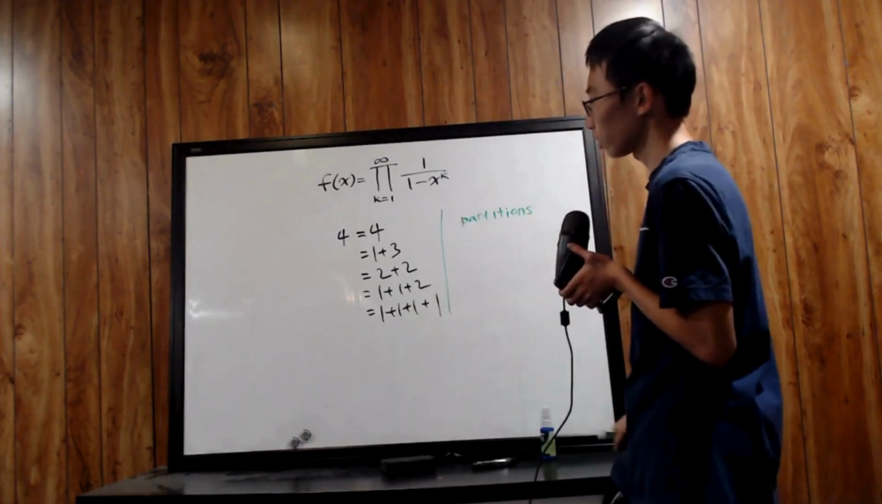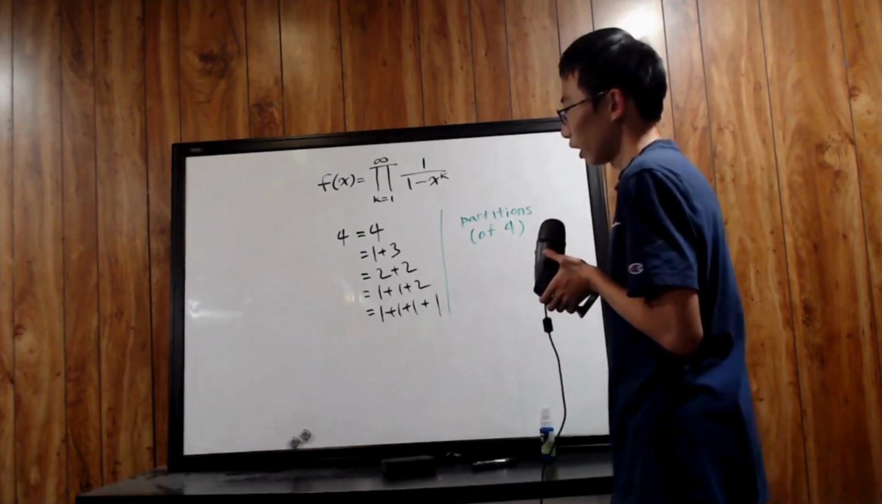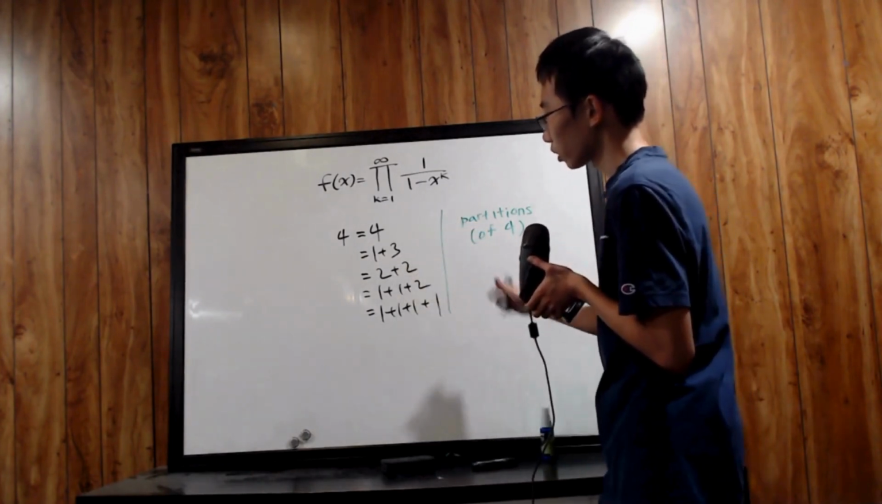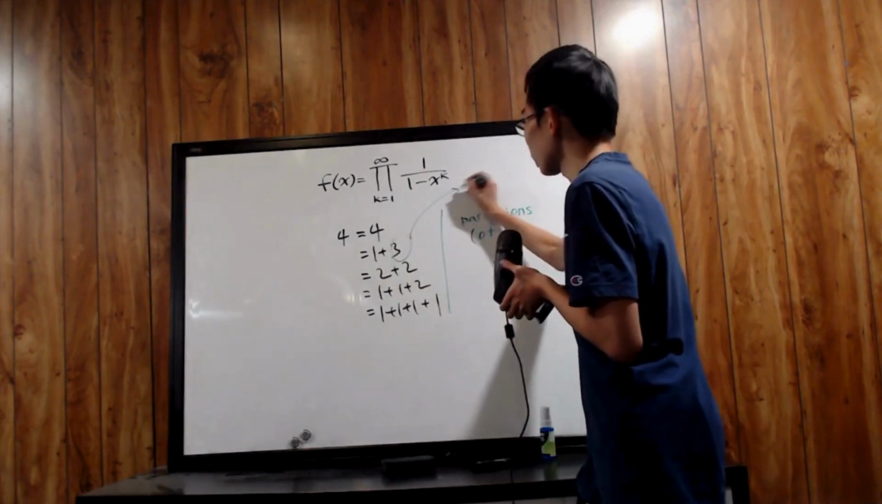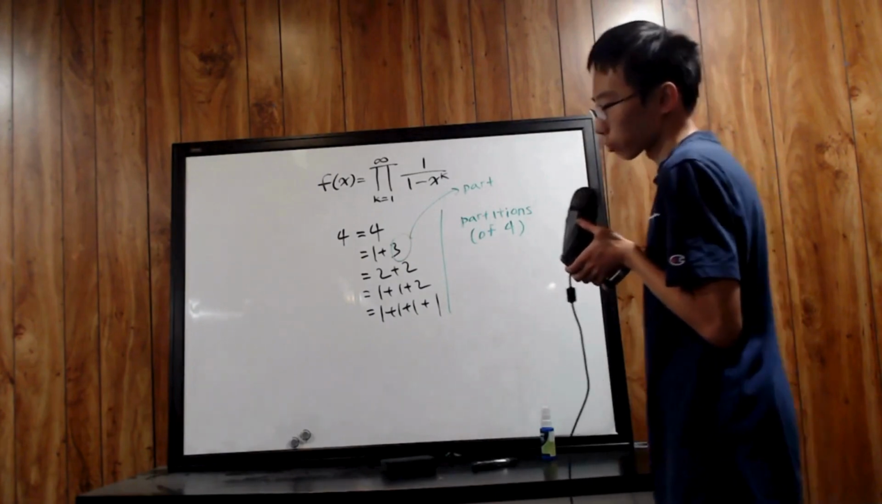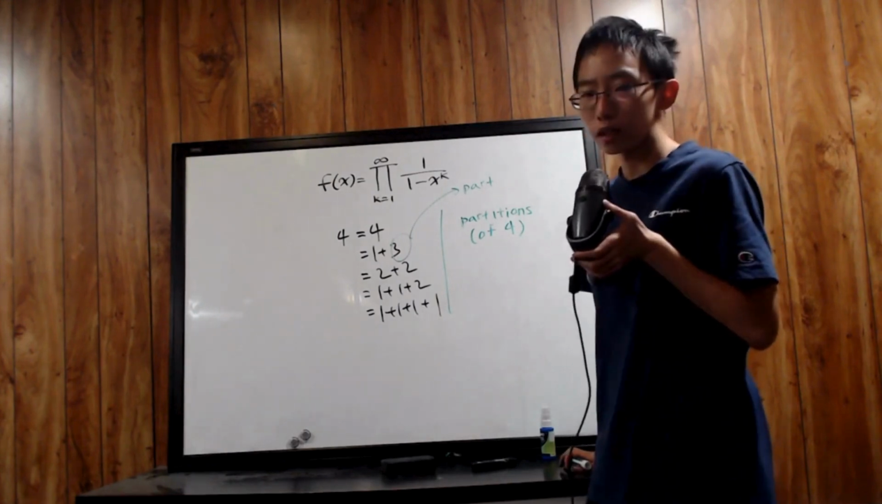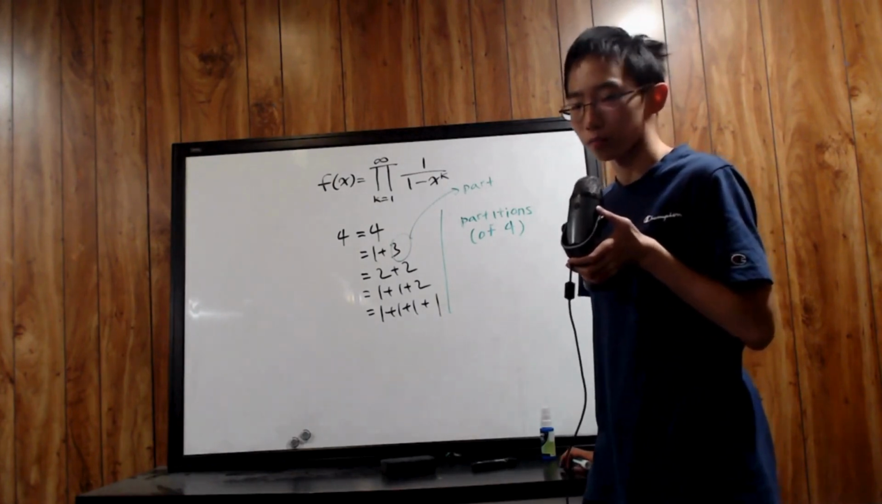And specifically, we have partitions of 4 right on our left. And each individual number in the partition, like this 3 here, this is called a part of the partition. Now, here's the problem. Given any positive integer n, how many partitions of n are there?